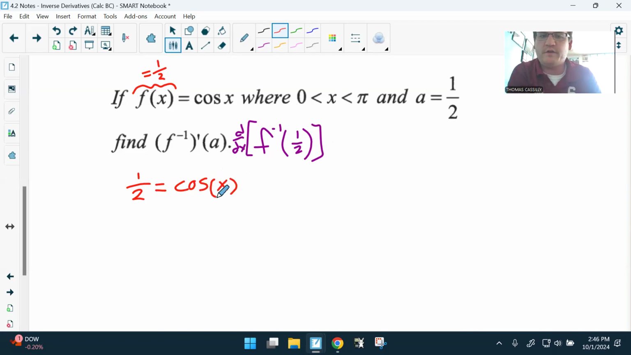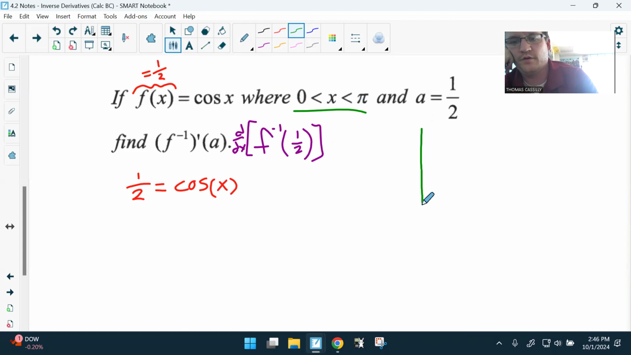All right, where is cosine of x equal to 1/2, as long as our domain is between 0 and pi? So go ahead and draw up your unit circle. If you don't have these things memorized, go ahead and draw your angles out. We have cosine would need to be 1/2, and this is square root of 3 over 2.